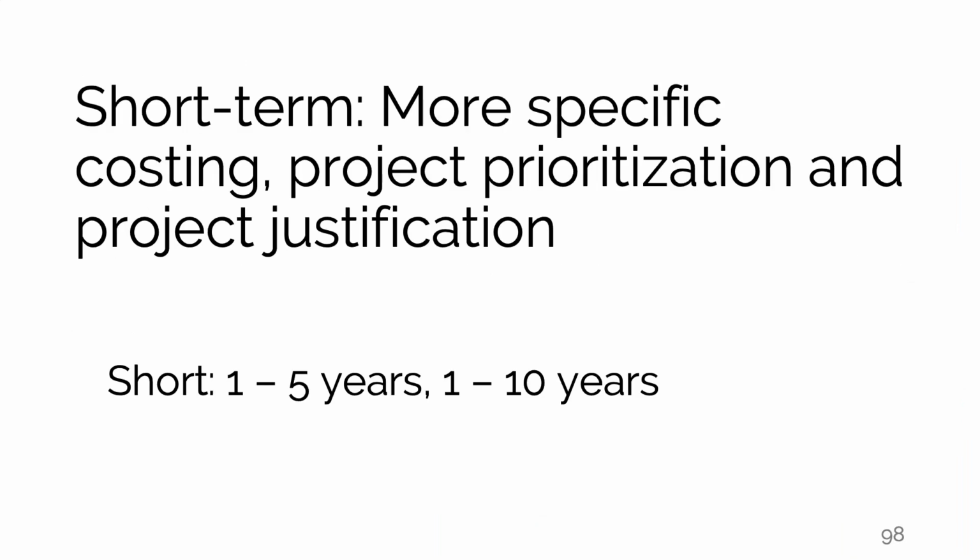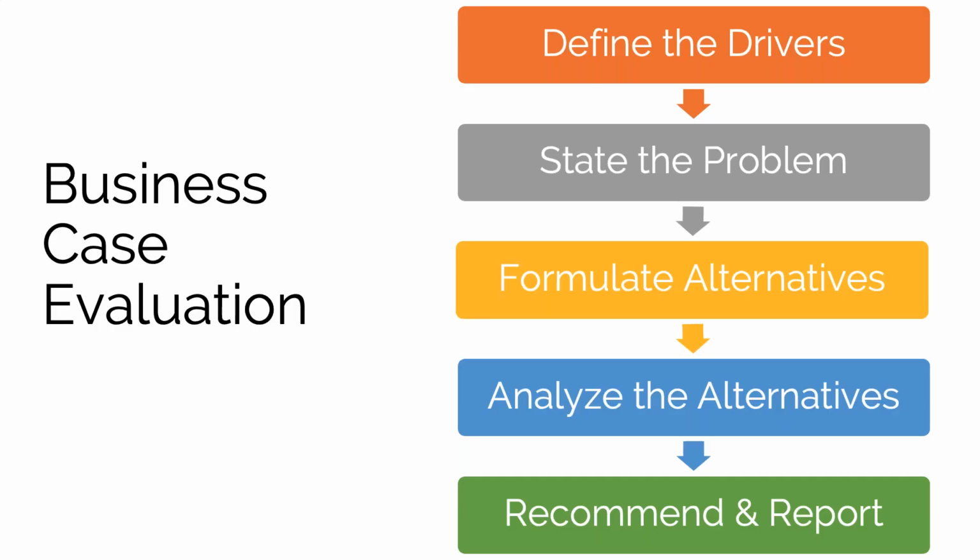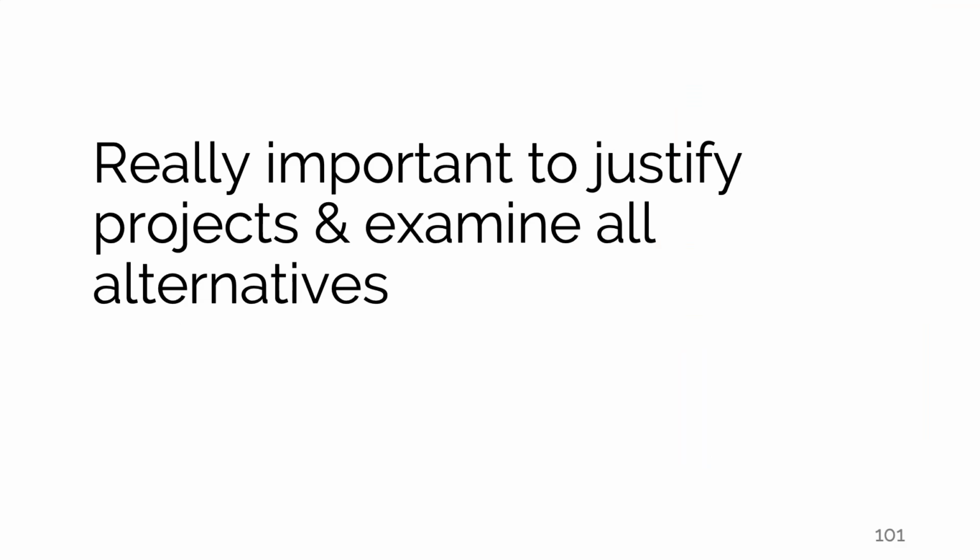So we can create short and long-term CIPs, short-term being 1 to 5 or 1 to 10 years, and it's very much more specific project costing, prioritization, justification, and we really want to justify all of our high dollar projects. We want to go through a process to evaluate, why are we doing this? What are the alternatives? Analyze those alternatives and really think about how to justify spending that money. Is it really worthwhile doing that?